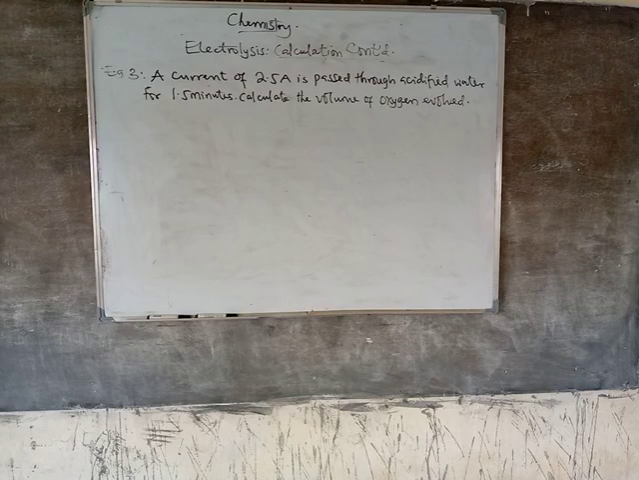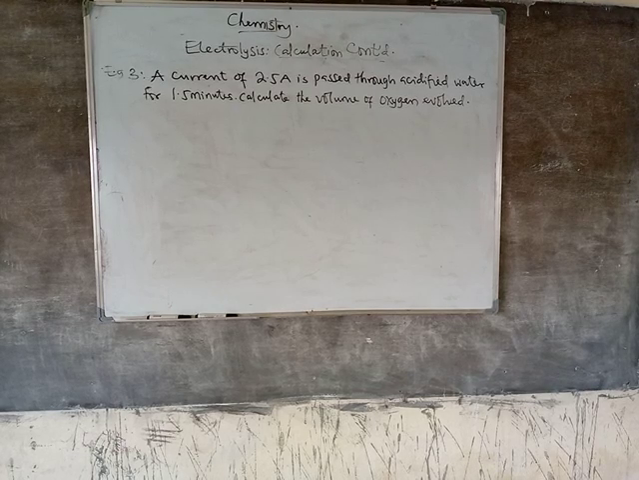We are still dealing with electrolysis, the calculations involved in electrolysis. We have done the first example, second example, and now this is the third example. The question reads, a current of 2.5 amperes is passed through acidified water for 1.5 minutes, and they required us to calculate the volume of oxygen given off or evolved.